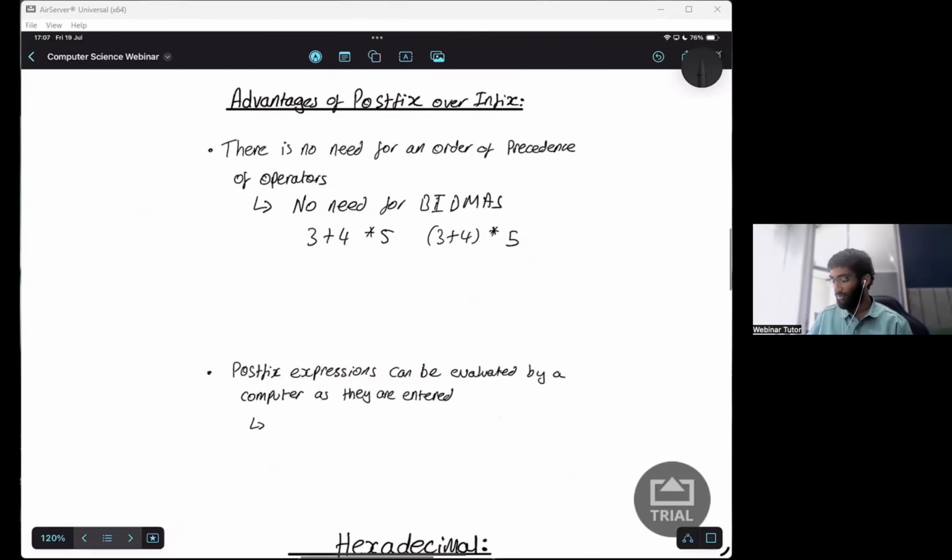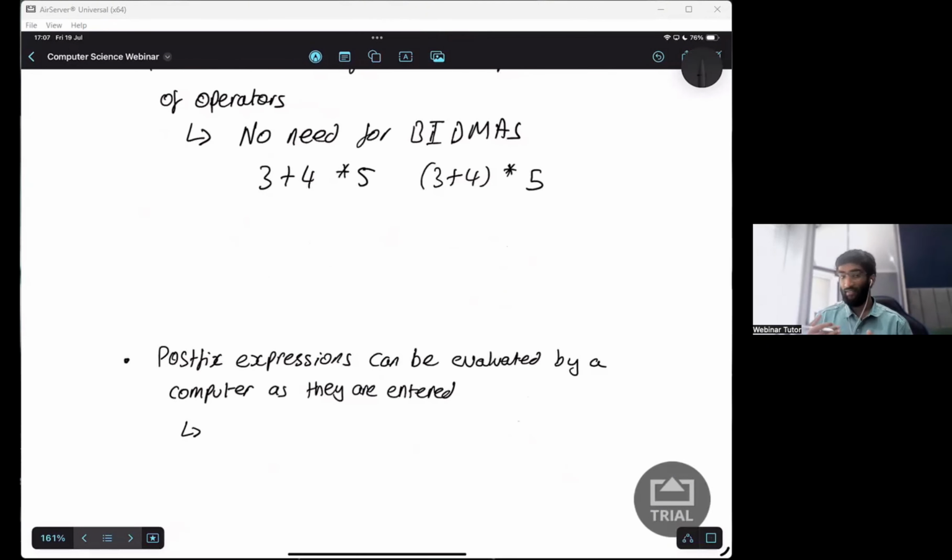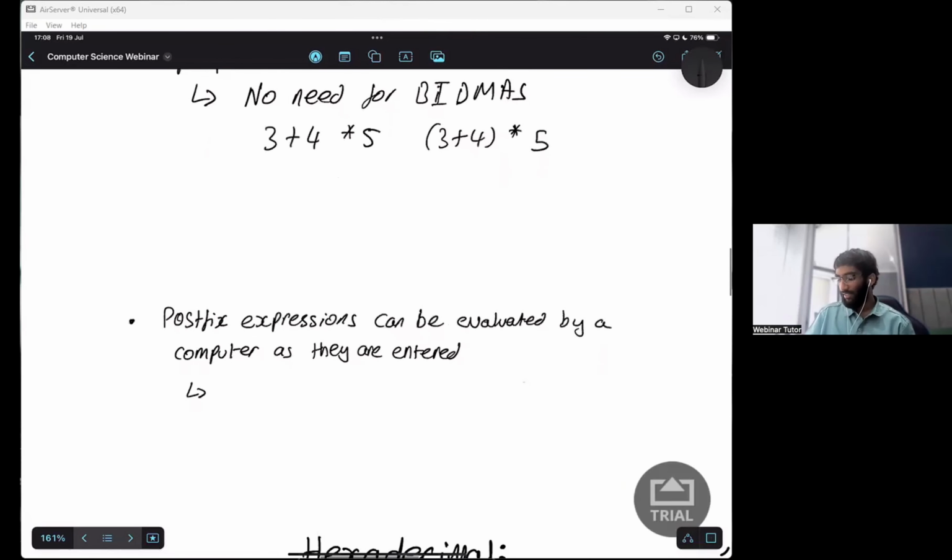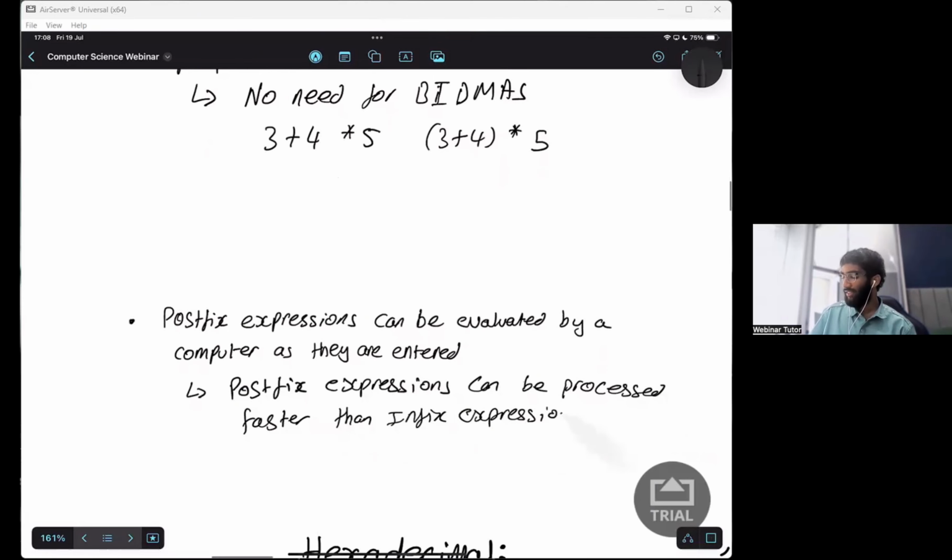So the second advantage is that postfix expressions can be evaluated by a computer as they are entered. In other words, left to right. That's how they are entered. And this means that postfix expressions can be processed faster than infix expressions. And if you can do something faster rather than a slower way, then why wouldn't you do it? It's just a no-brainer, isn't it? So that's why postfix in computer science is a lot more favored than infix. However, you will see a combination of both as you go through your studies.